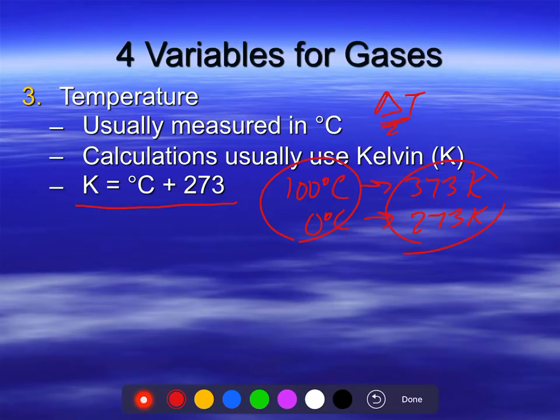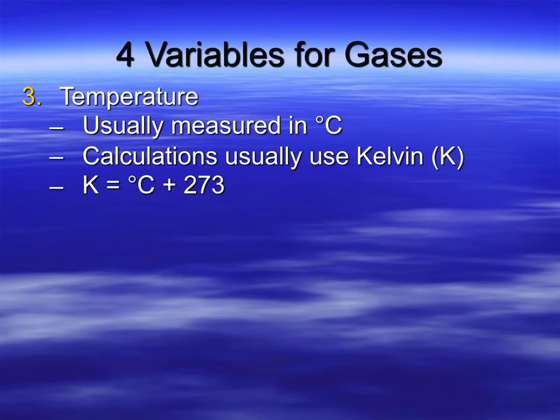But now we're going to be multiplying and dividing other variables, our moles or our volume or pressure, our fourth variable, by the temperatures. And so now, because we're not finding this change in temperature, it has to always be in Kelvin, not in Celsius.